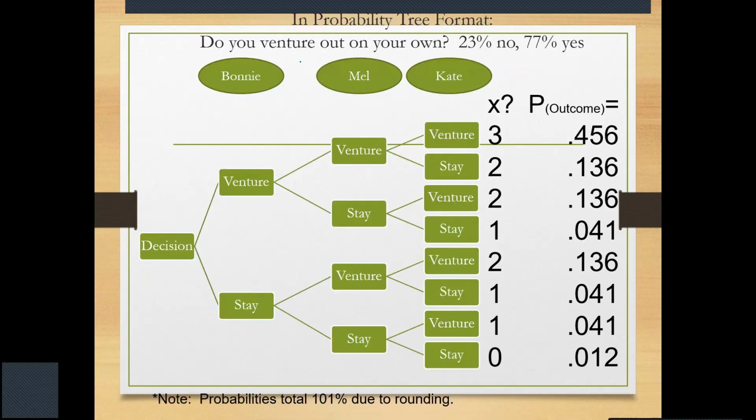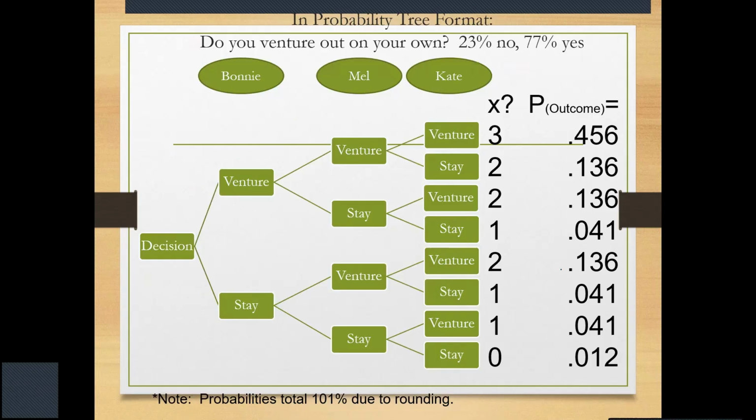You can also do this as a probability tree, right? So we've got Bonnie, who ventures out or stays. We've got Mel, who ventures or stays, and Kate, who ventures or stays. Okay. And so the paths that have two of them are this one: Bonnie goes, Mel goes, Kate stays. Or this one: Bonnie goes, Mel stays, but Kate goes, right? Or this one: Bonnie stays, but Mel goes and Kate goes.